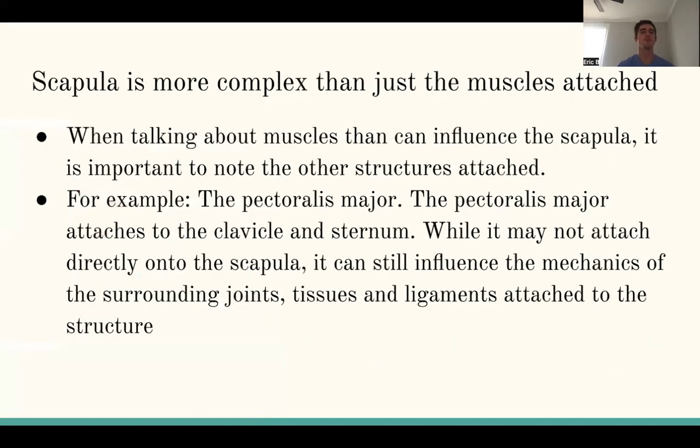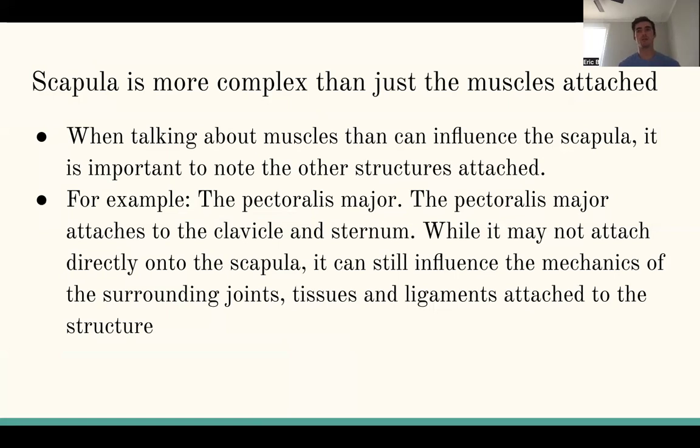What I also want to go over is that the scapula is a little bit more complex than just the muscles that are directly attached to it. So for instance, we can take the pec major. Now the pec major, to my current knowledge, has a sternal head and a clavicular head. It doesn't directly attach onto the scapula. It inserts onto the anterior aspect of the humerus, kind of like the lap between two majors. So we have the teres major, the pec major on the most lateral aspect, and then we have the lat in between them.